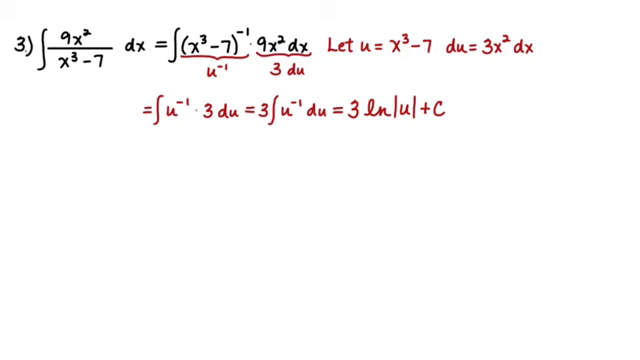Finally, we'll substitute back our x expression, and our result then is 3 times ln of absolute value of x cubed minus 7 plus c.